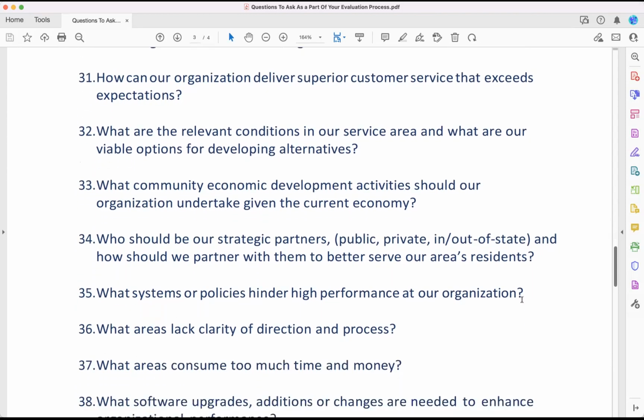So something else that you want to think is what systems or policies will hinder your high performance at your organization? So it might be the case that you have envisioned this really awesome project that's going to provide, let's say, transportation for kids who maybe are outside of a bus system for their school or something.